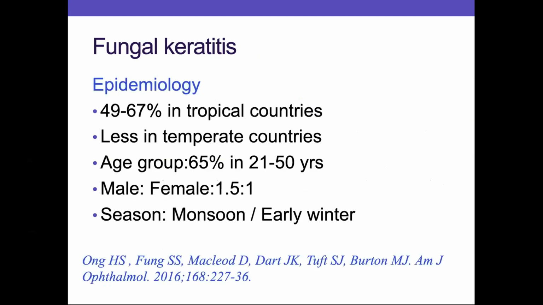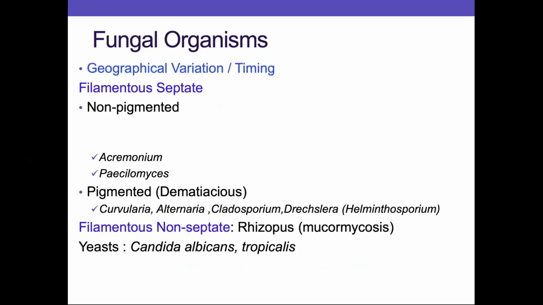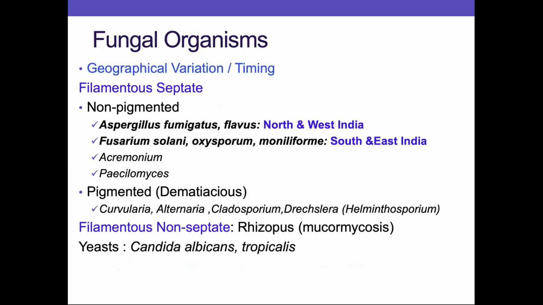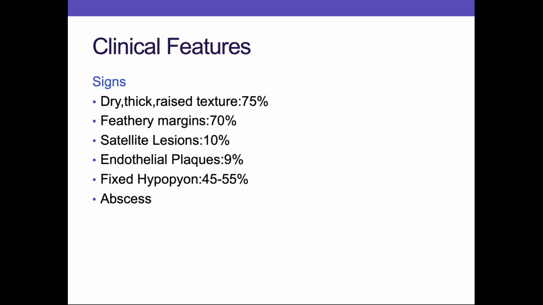Now, the second type of keratitis that I would be talking to you about is fungal keratitis, which has a seasonal variation, and which in our country makes a lot of sense because almost half our cases are because of this. And I already highlighted to you that Aspergillus is more common in North and West India. Fusarium is more common in South and East India.